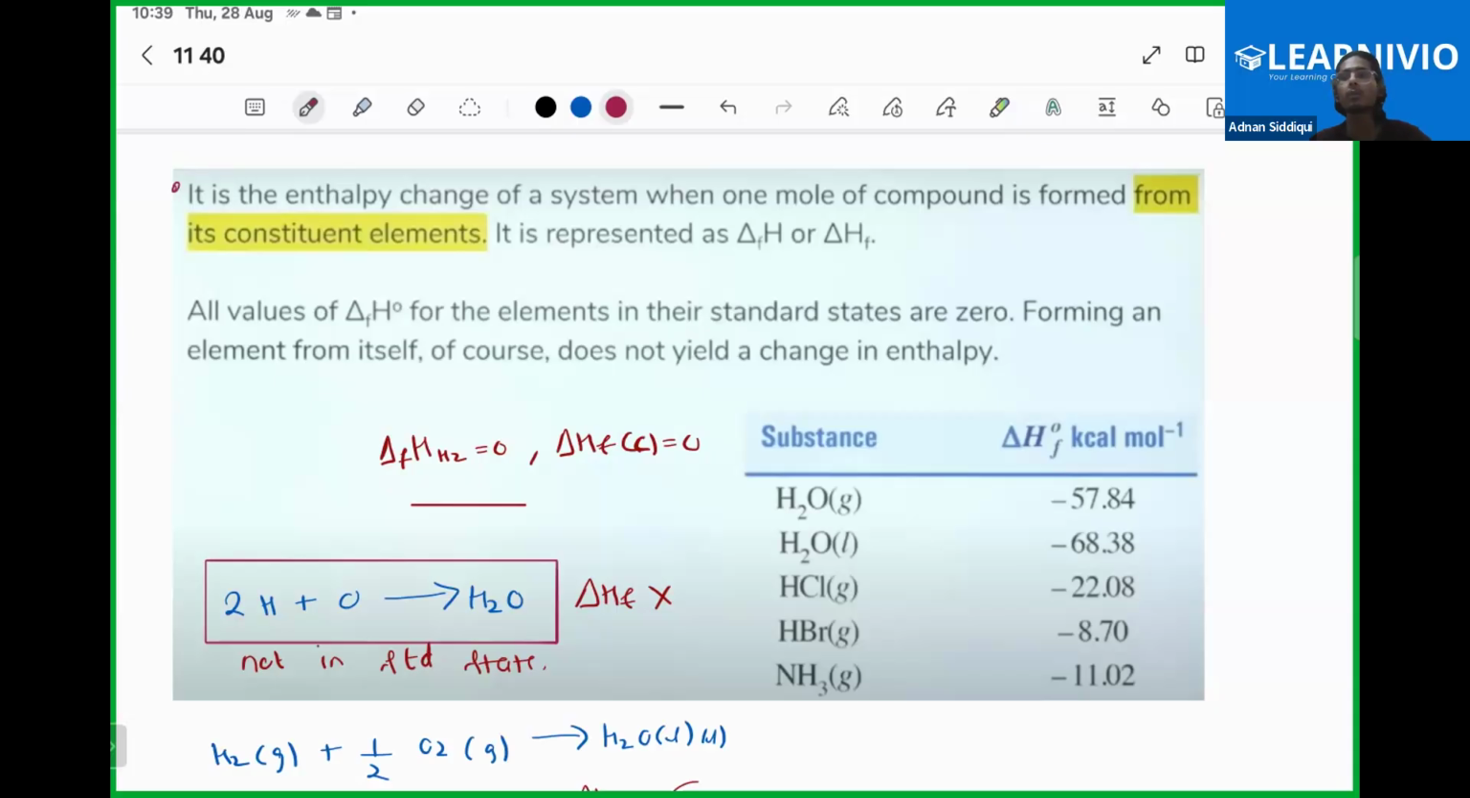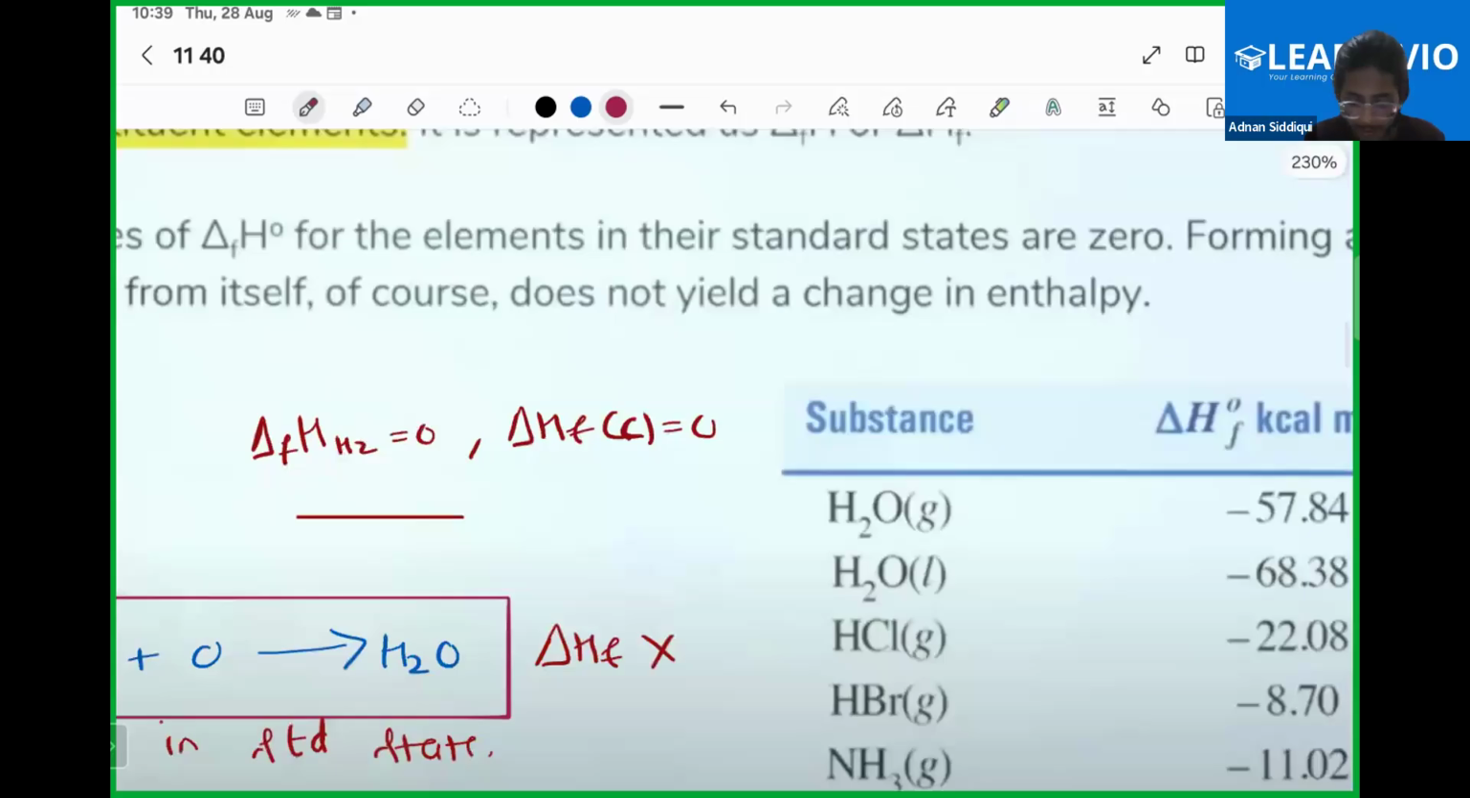For carbon, if you are going to purchase carbon, in which state are you going to find it? Suppose carbon is a potato and you are going to a shop to find carbon. The shop owner will sell you carbon in simple carbon form, not C2, C3, only carbon form. The elemental state for carbon is simple carbon, right?